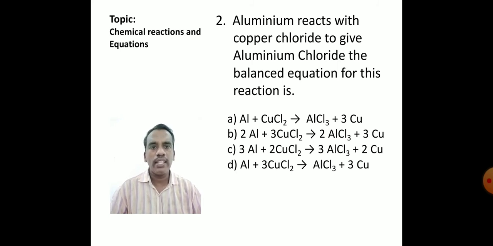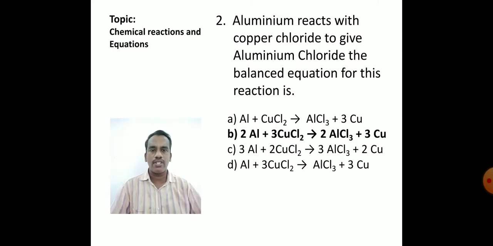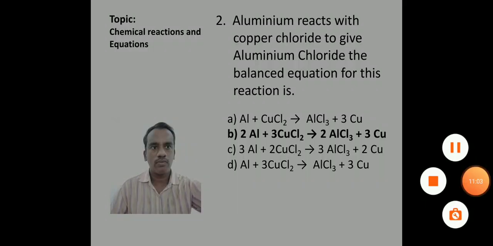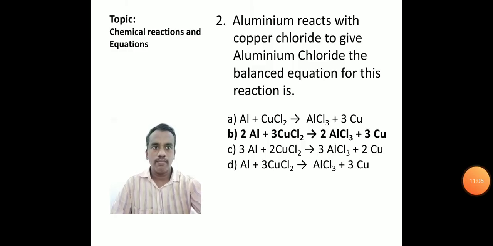Then what is the exact balanced equation? We can say the exact balanced equation is only option B. That is 2Al plus 3CuCl2 gives rise to 2AlCl3 plus 3Cu. So let us see the next question here.